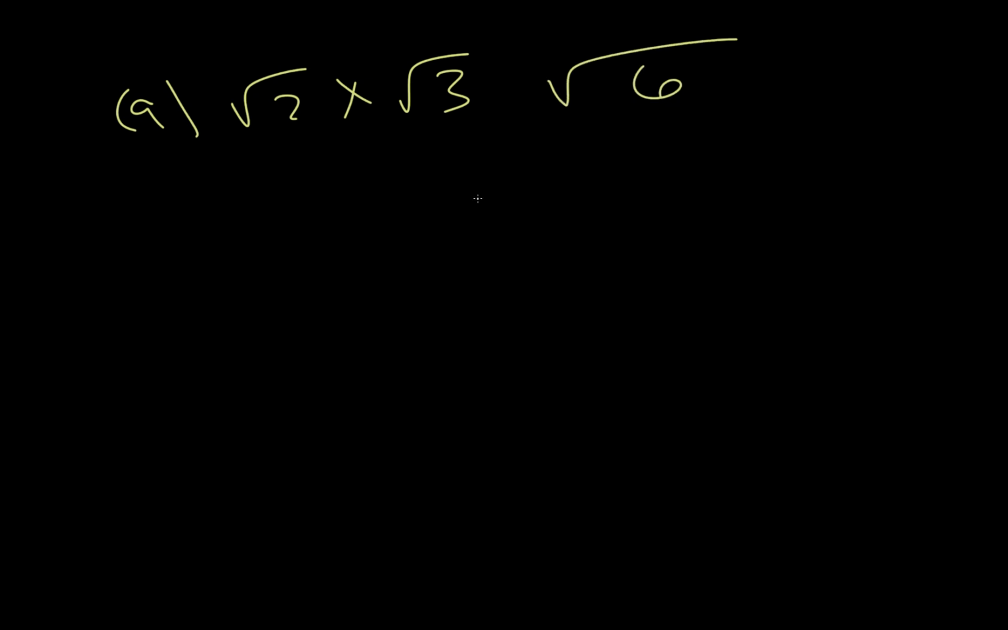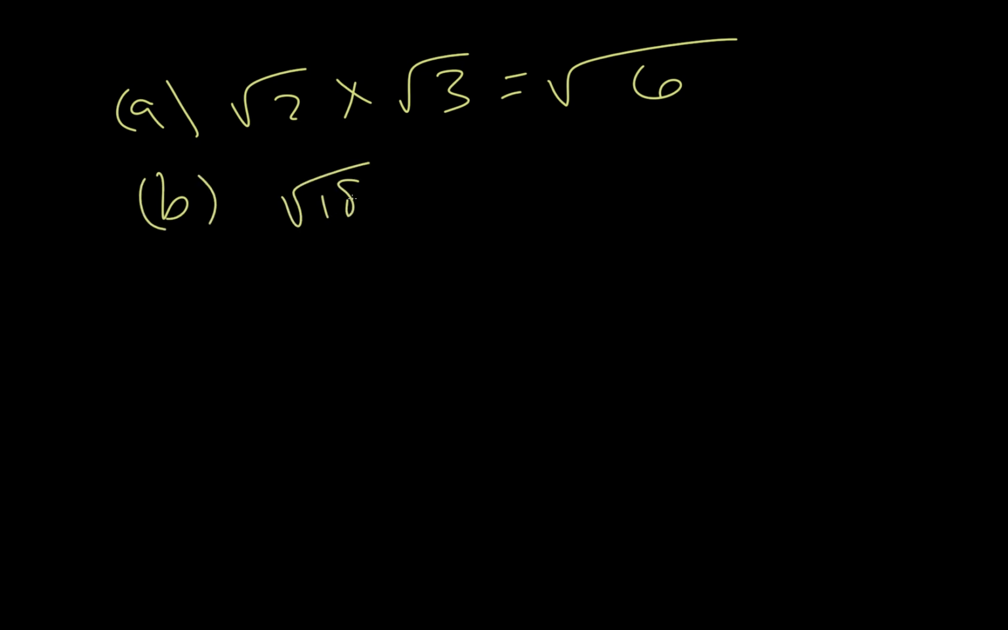It says write as a single surd. And so part A wants us to do root 2 times root 3. So the square root of 2 times the square root of 3. We multiply those together, and we get 6 under a square root. And that is a surd because it is an irrational number, and it's involving a radical.